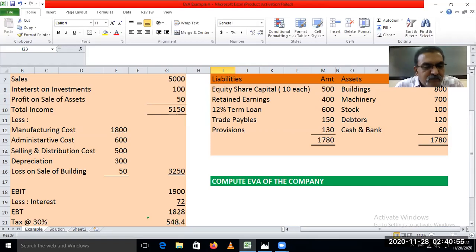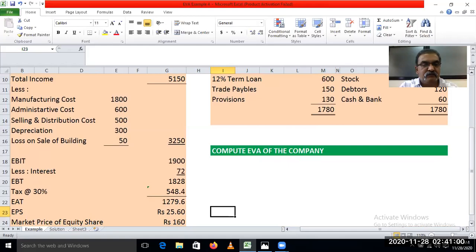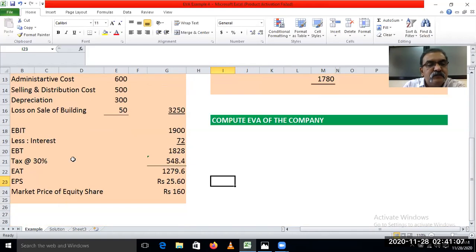Now out of these three approaches, we have to check what information is available to us in the example. If you look at the income statement, after the earning after tax, earning per share is given to you, that is rupees 25.60. At the same time, market price of equity share is also given, that is rupees 160. Means earning per share and market price per share are given. So here we can follow the earning approach.